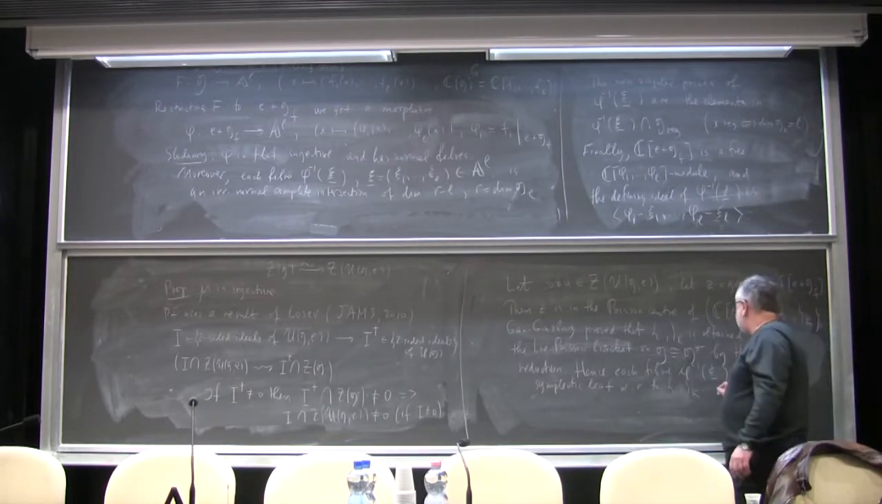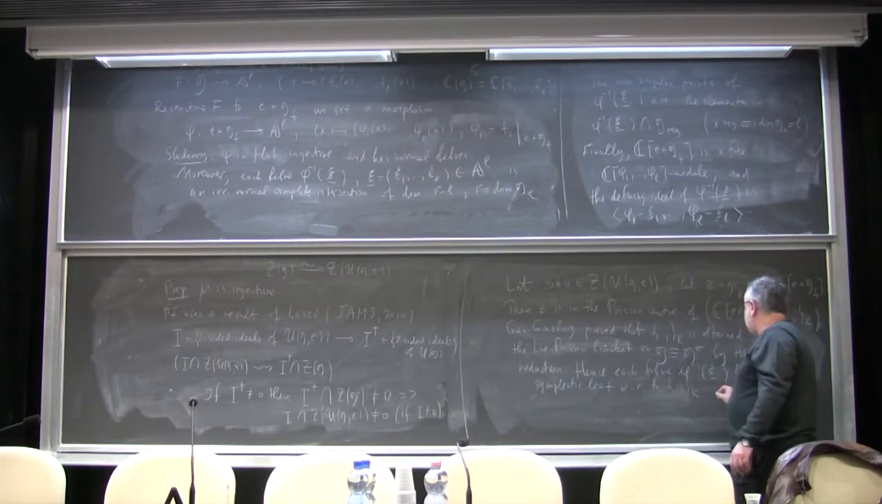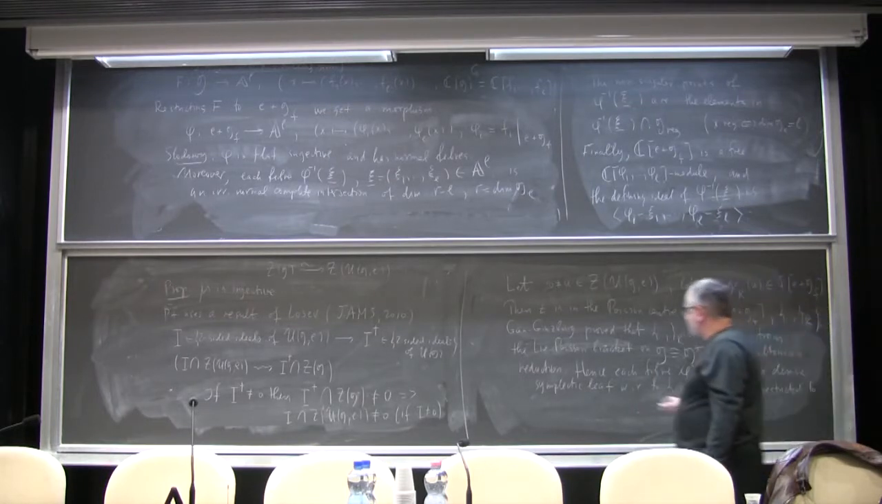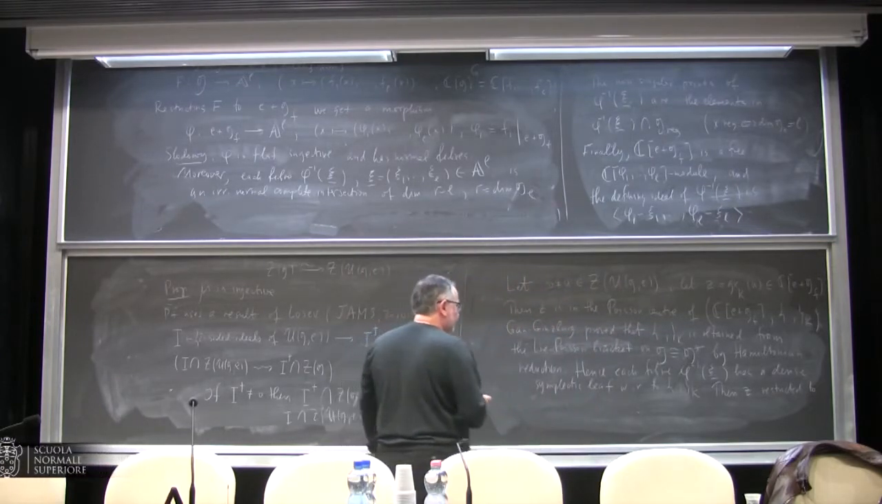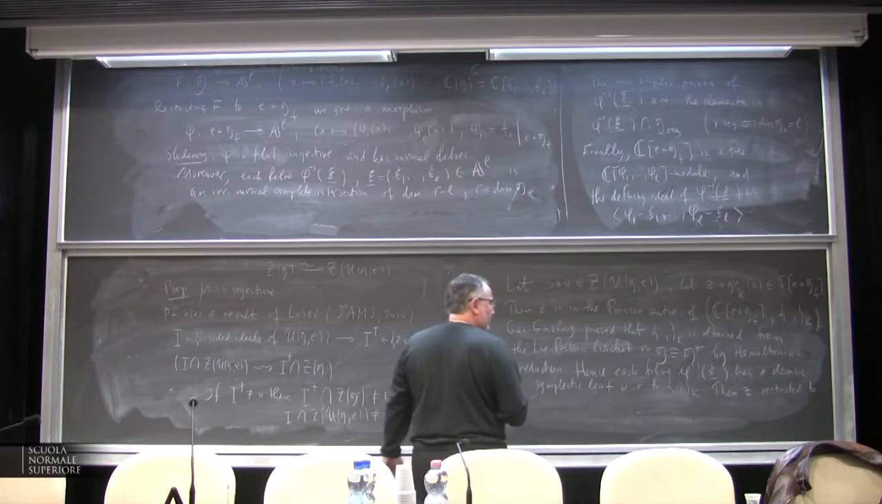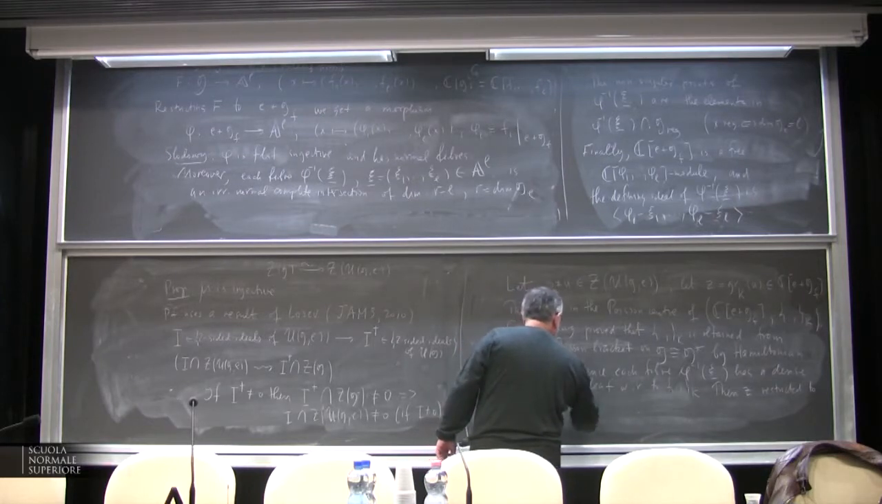So hence, since this element Z is in the Poisson center, then Z restricted to this leaf. Which fiber, or generic fiber? Any fiber has a dense symplectic leaf. But generically, a fiber is just one single symplectic leaf. Then Z restricted to that leaf is a scalar.